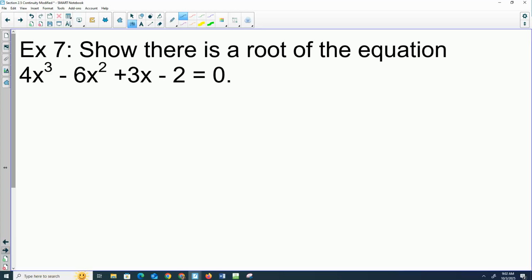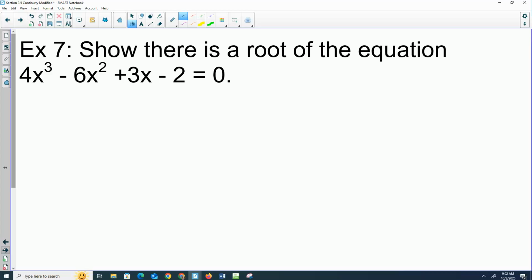So let's look at a couple scenarios. A lot of times on these, I will give you a specific interval. I'll say show that there's a 0 between x equals 3 and x equals 4, which makes it a little bit easier. Here I didn't tell you a specific interval. I'm just saying show me that somewhere there would have to be one.